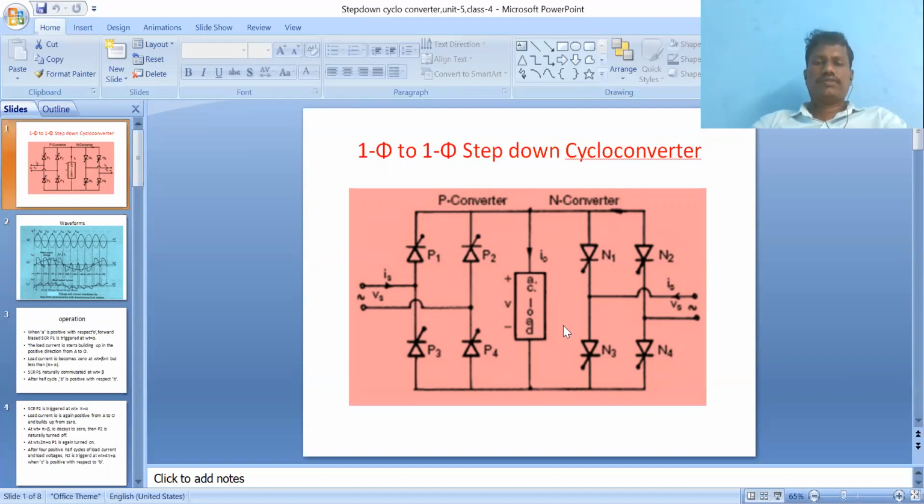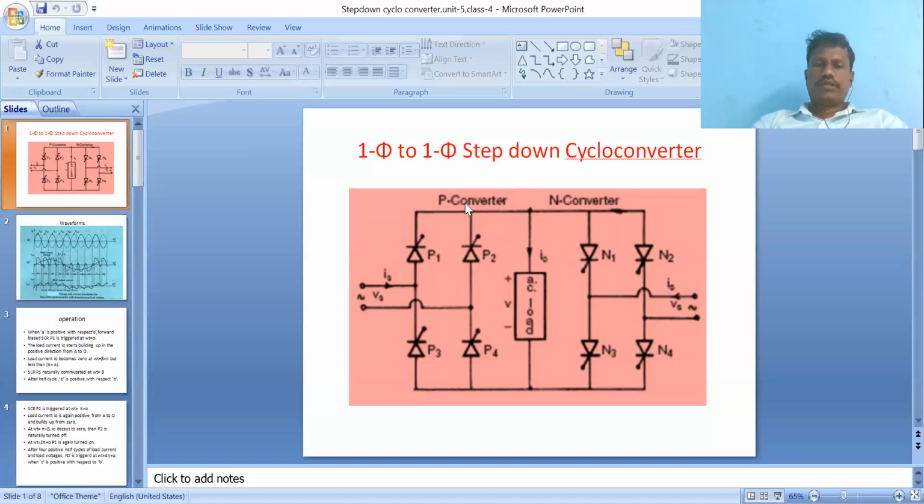We saw this already in the previous class also, so no problem. Now we have taken the bridge type configuration. Bridge type means there are two full converters. It is one full converter, and another full converter. These two full converters will be connected anti-parallel. I have taken one as the P converter and the other is called the N converter. These two are in anti-parallel. The supply is common AC supply to both the converters.